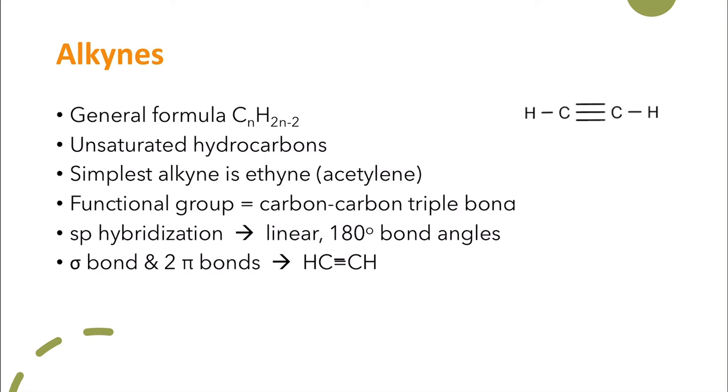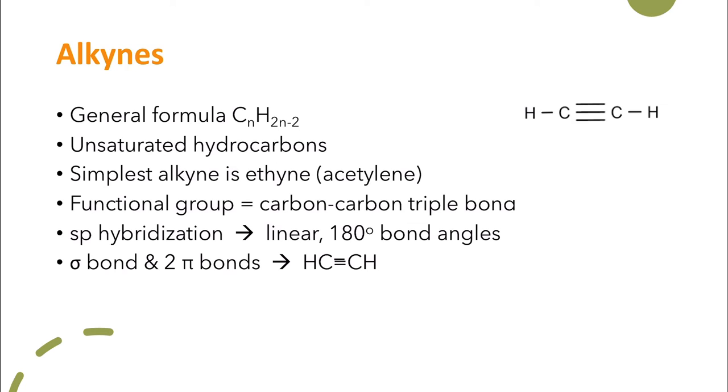So to finish our talk about hydrocarbons, we cannot forget about alkynes. Alkynes are the last class of hydrocarbons. They are unsaturated hydrocarbons with a triple bond between two carbons. The general formula of alkynes is CnH2n minus 2. The simplest alkyne is ethyne, or acetylene.